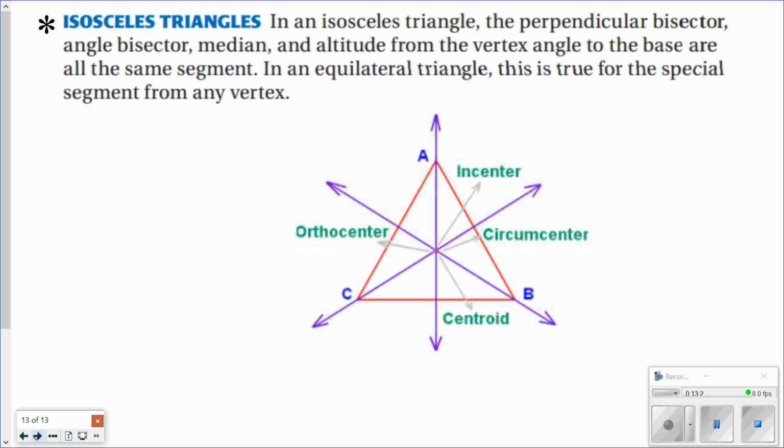And lastly, isosceles triangle. In an isosceles triangle, the perpendicular bisector, angle bisector, median, and altitude from the vertex angle to the base are all the same segment. In an equilateral triangle, this is true for special segments from any vertex. So isosceles triangles, as well as equilateral triangles, the orthocenter, incenter, circumcenter, and centroid would all be the same point, which is pretty cool.